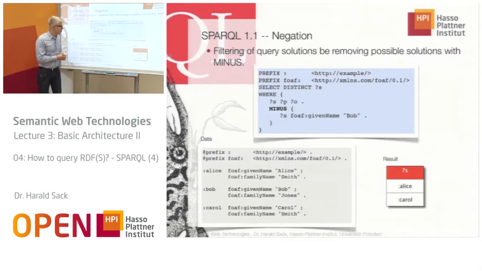What we want to select here is all triples, but not triples that fulfill the following conditions. We do not want to have triples where the given name of any resource here or any subject is Bob. So in the result will be only triples where the given name is other than Bob. So it's Alice and it's Carol, and Bob will be neglected in the result.